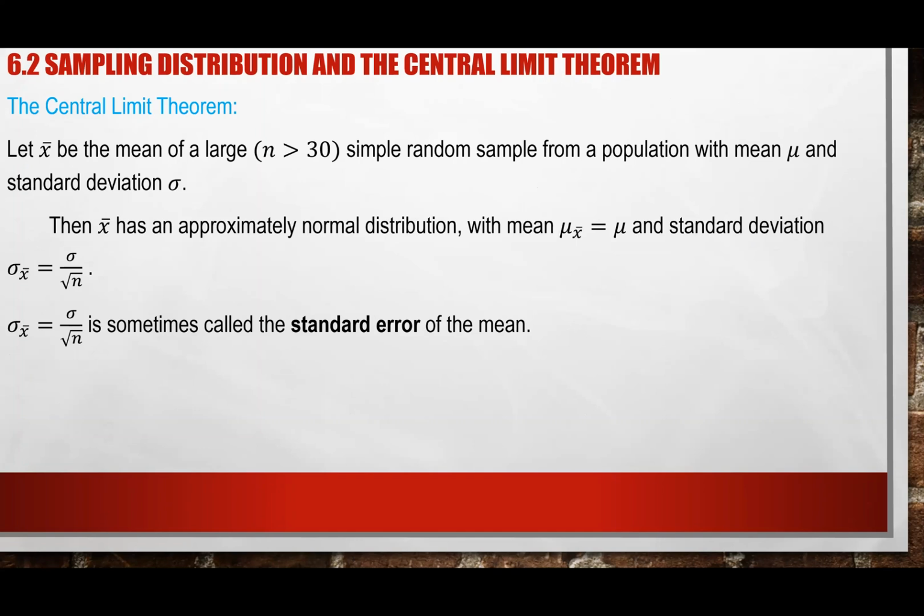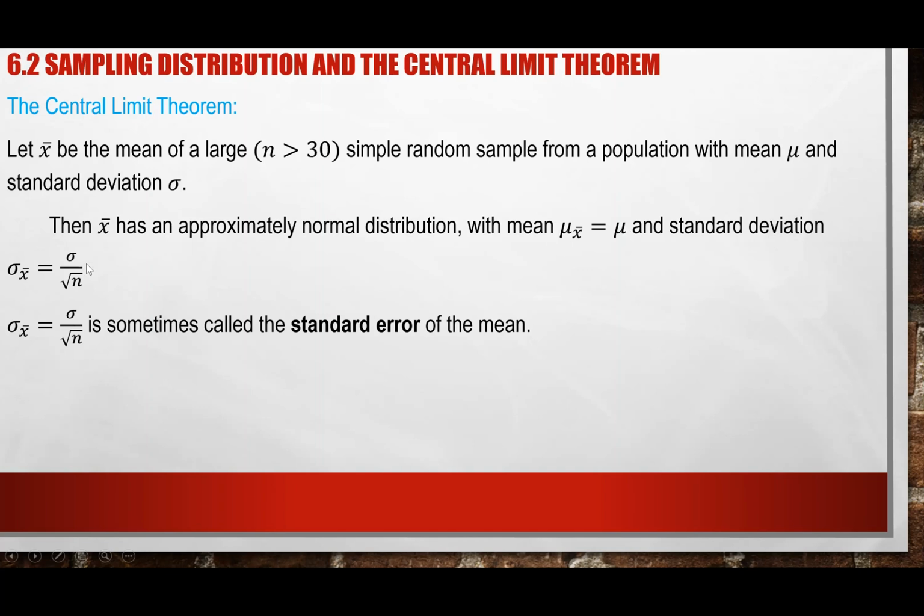Looking at this, this is the definition of the central limit theorem. If you have a large sample, meaning how large? If the sample size is bigger than 30, then this is what you will say: the sample mean is the same as the population mean. Whatever the population mean is, your sample mean will be equal to that. It will not change.